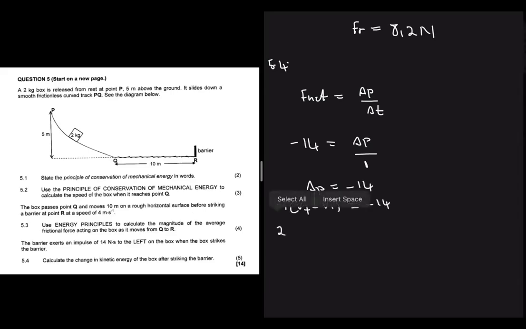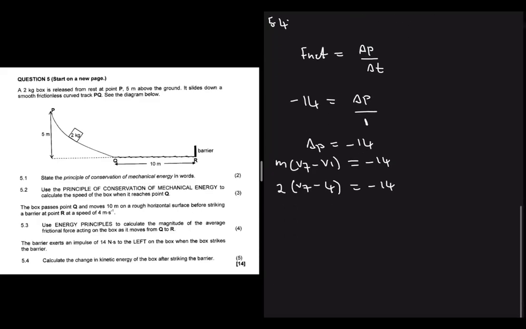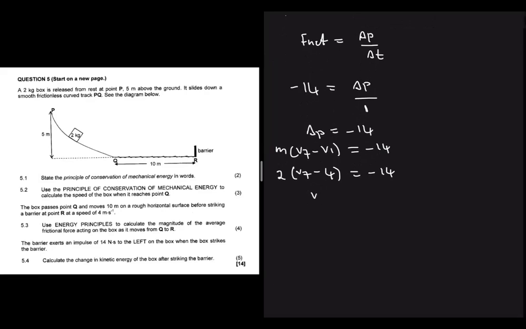We know the mass of the object is 2 kg. We know the velocity final is what we're looking for, and the velocity initial is our previous velocity final. So this will be 2 times Vf minus 4 meters per second equals minus 14. If we divide both sides by 2, we get Vf minus 4 equals minus 7. Take 4 to the other side, we get Vf equals minus 3 meters per second.